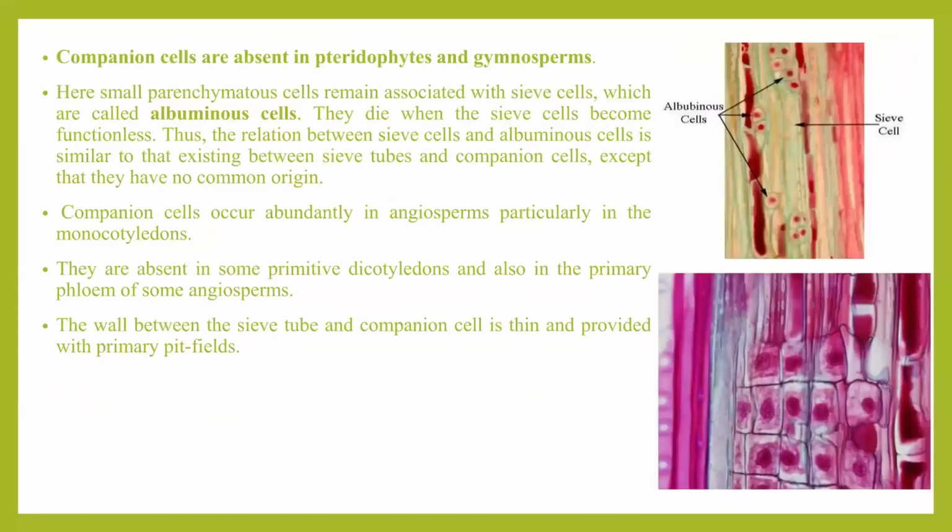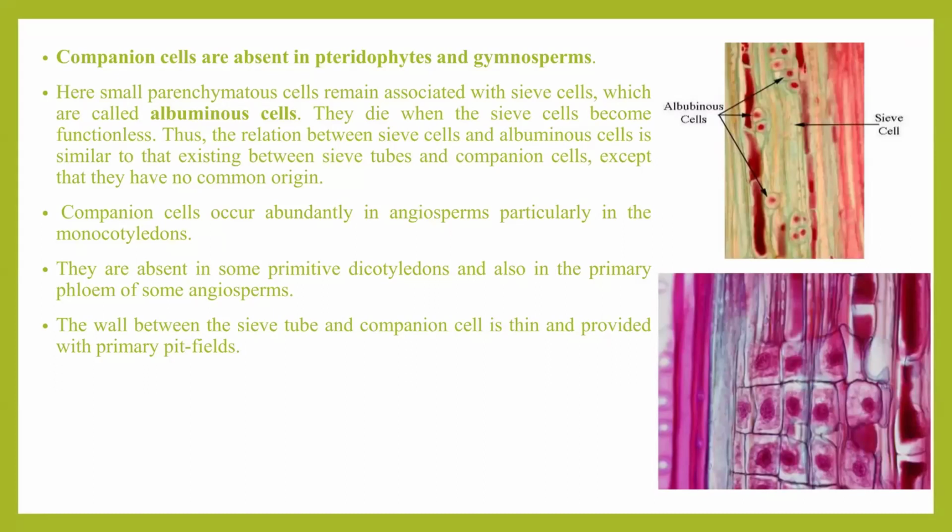So generally these companion cells are absent in pteridophytes and gymnosperms. Here small parenchymatous cells remain associated with these sieve cells, which are called the albuminous cells. These albuminous cells die when the sieve cells become functionless. So companion cells are absent in pteridophytes and gymnosperms, and in their place the albuminous cells are present, and they die when the sieve cells become functionless.